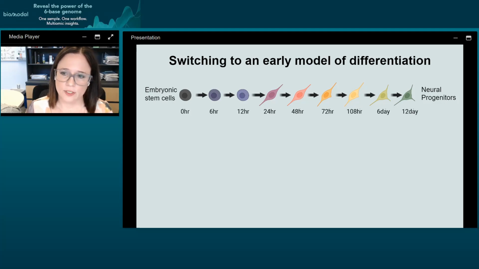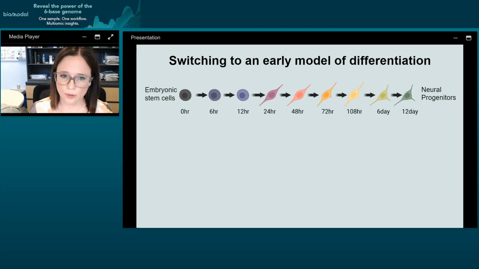So are the observations that we made applicable to other differentiation paradigms? For this, we turn to in vitro differentiation of human embryonic stem cells to neural progenitors. This was an ideal system because you can do a much longer time course to allow for the cells to transition from an embryonic stem cell to a neural progenitor.